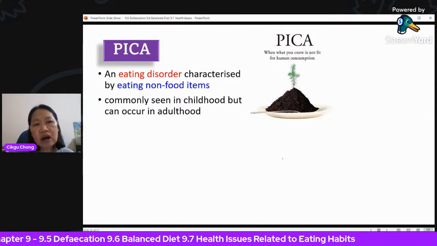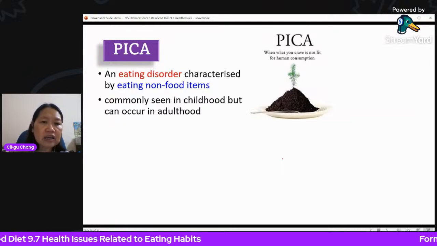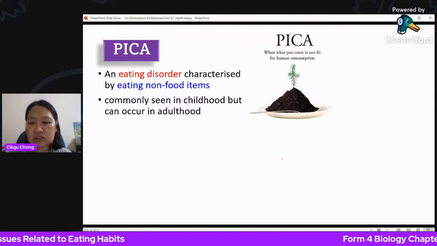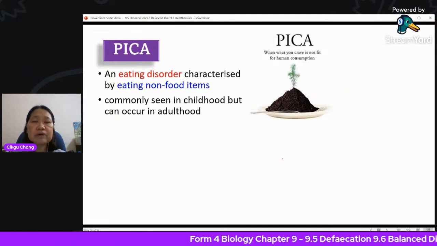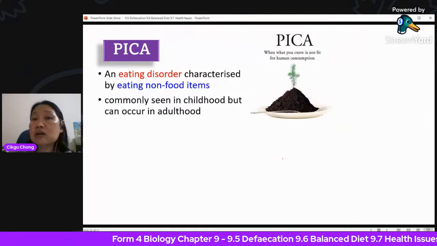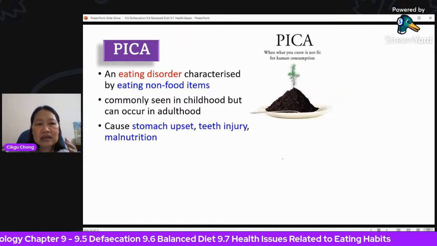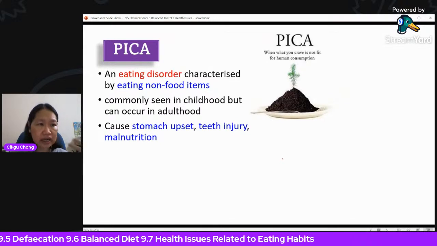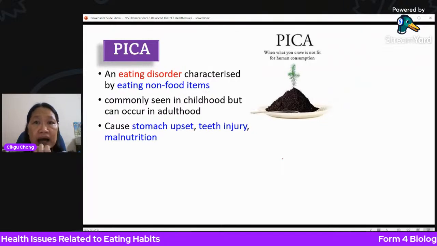It is commonly seen in childhood, where children put things in their mouth and all that. They might even sample things they're not supposed to eat, but sometimes it can occur in adulthood. These are adults who know this is not food, but they still want to eat it. It can cause stomach upset, of course. It cannot be digested, so you get stomach upset. It may even cause teeth injury because the thing is too hard.